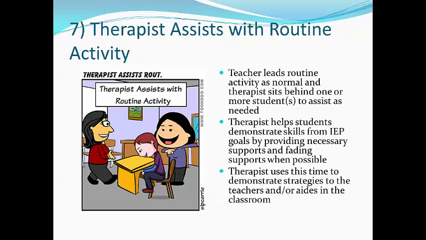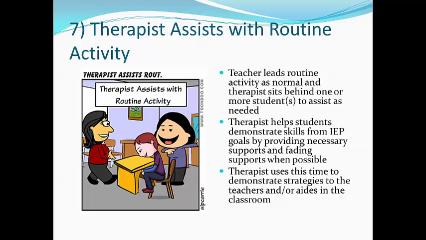Okay, number 7 is going to be that the therapist assists with a routine activity. So the last time we were talking about the therapist leading the routine activity. Now we're going to talk about the therapist just being there to assist one or more children. So the teacher is going to lead that routine activity as normal, and the therapist is going to sit behind one or more students to assist as needed.